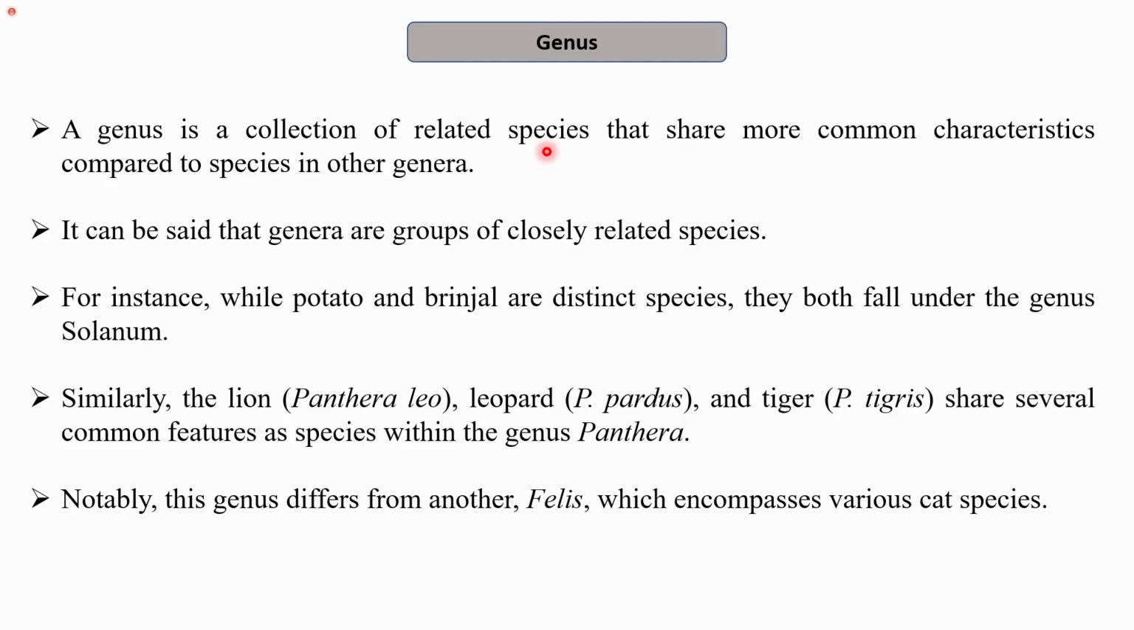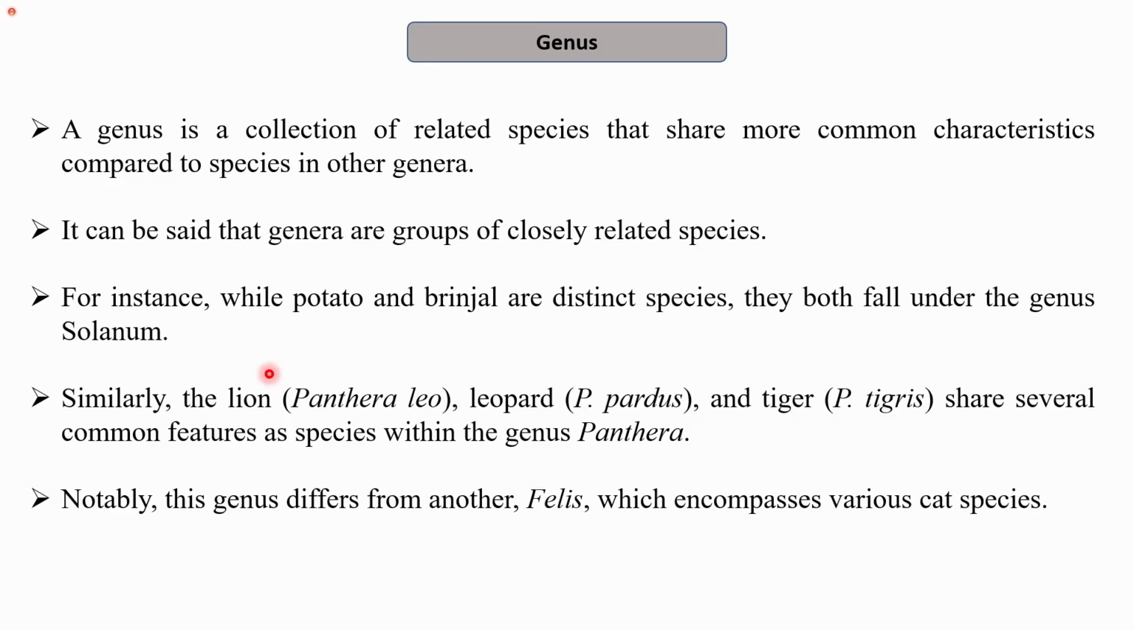Mangifera belongs to the plant kingdom. Panthera belongs to the animal kingdom. The genus will include related species that share more common characteristics compared to species in another genera. So it can be said that genera are the groups of closely related species. Those species that are not exactly similar but share many similar characteristics can be put under the same genus. For instance, while potato and brinjal are distinct species, they fall under the same genus, which is Solanum.